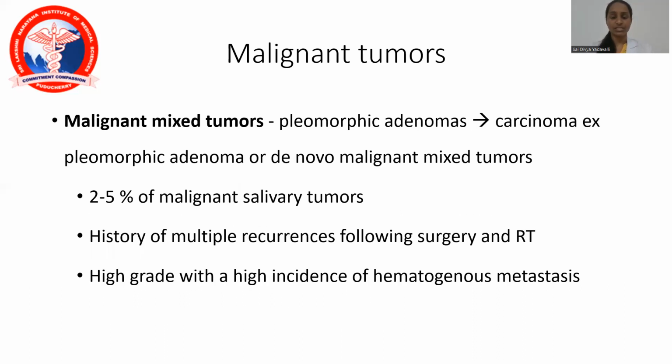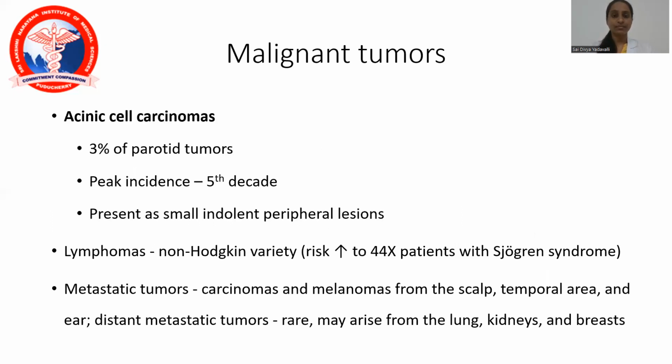Mixed malignant tumors are pleomorphic adenomas which then become carcinoma ex pleomorphic adenoma, or a de novo mixed malignant tumor. They are 2 to 5% of malignant salivary gland tumors. They're seen in patients with a history of multiple recurrences following surgery and RT. In such patients, a mixed malignant tumor should be suspected. They are high grade with a high incidence of hematogenous metastasis.